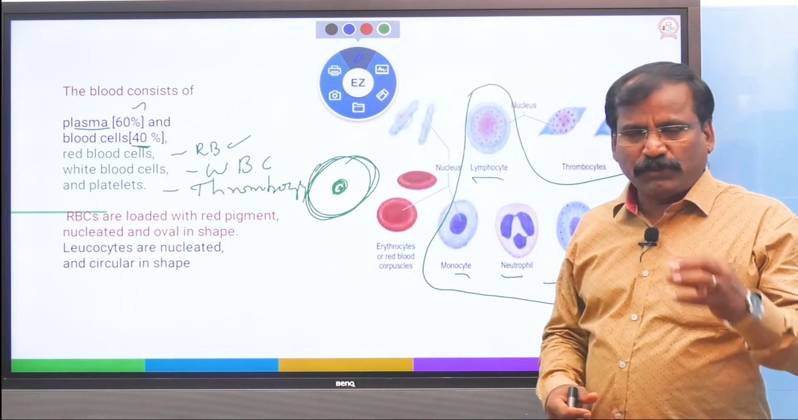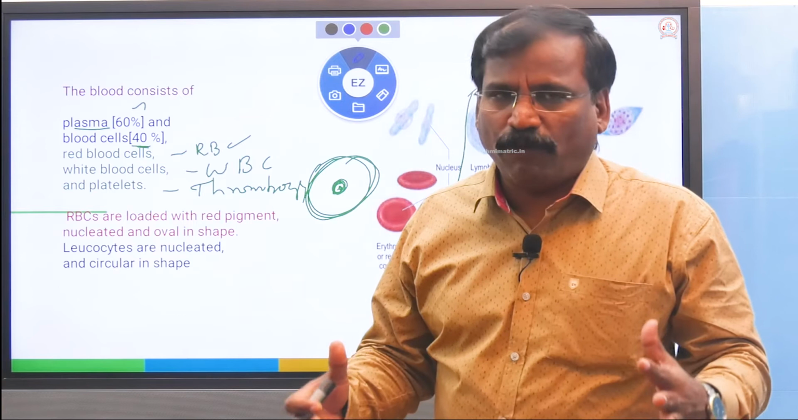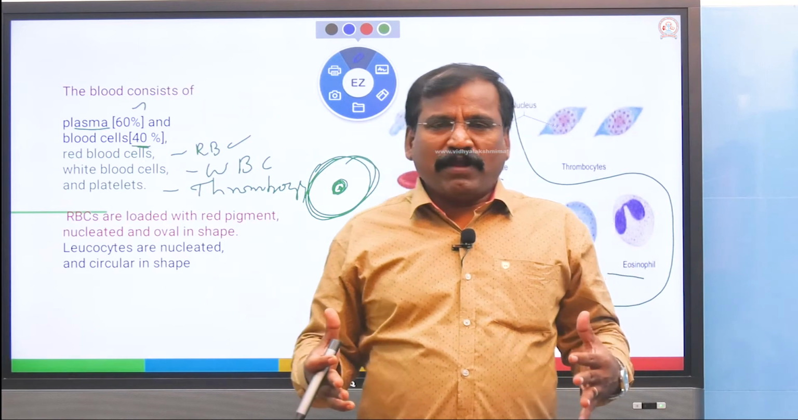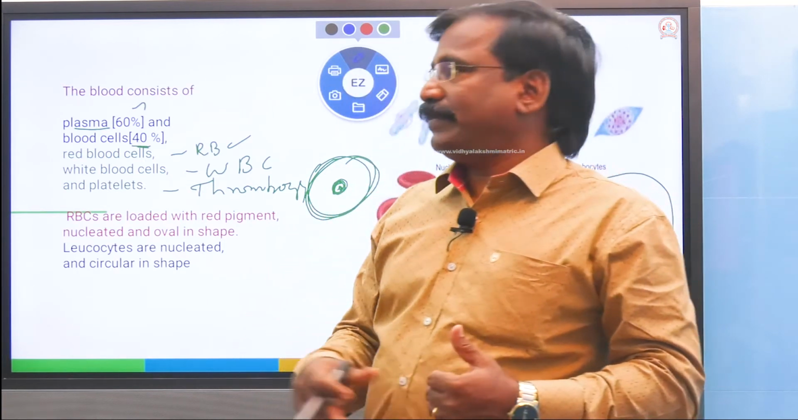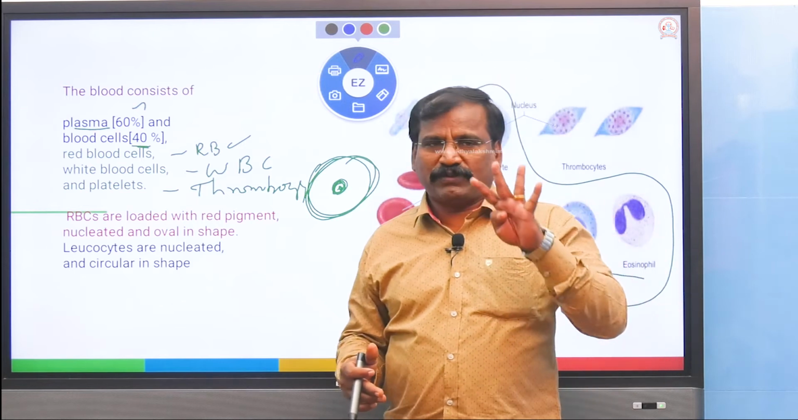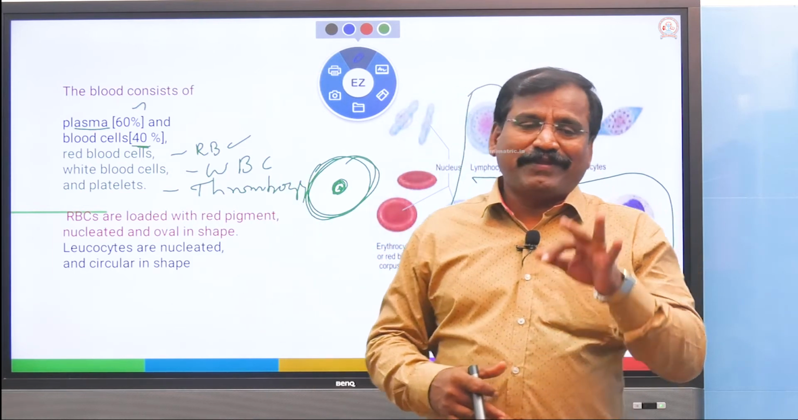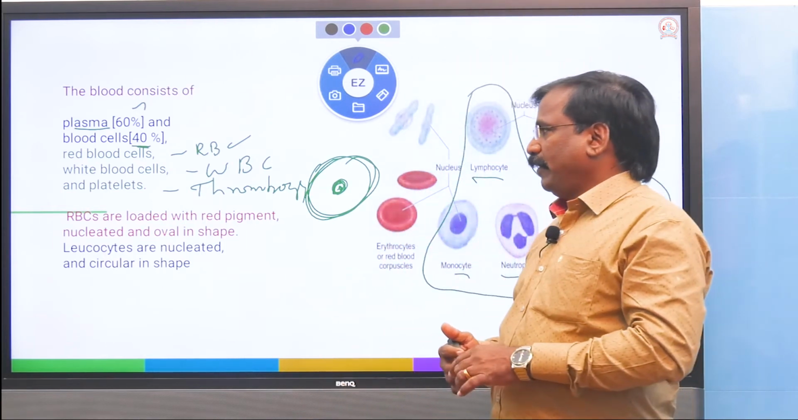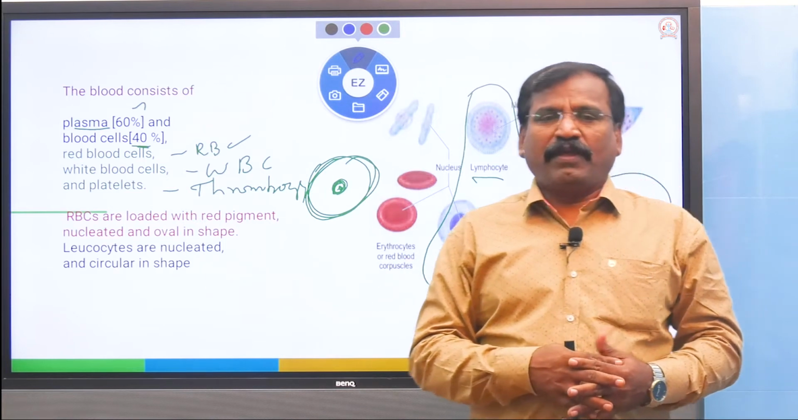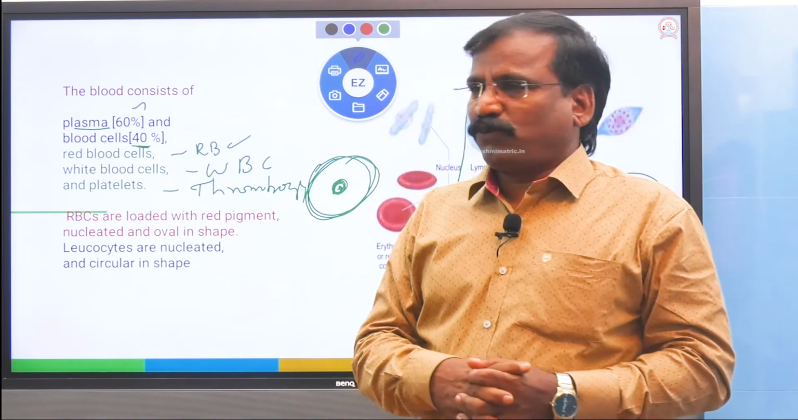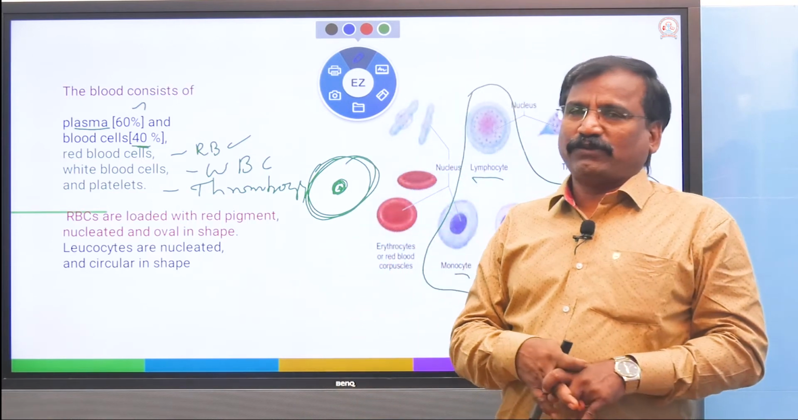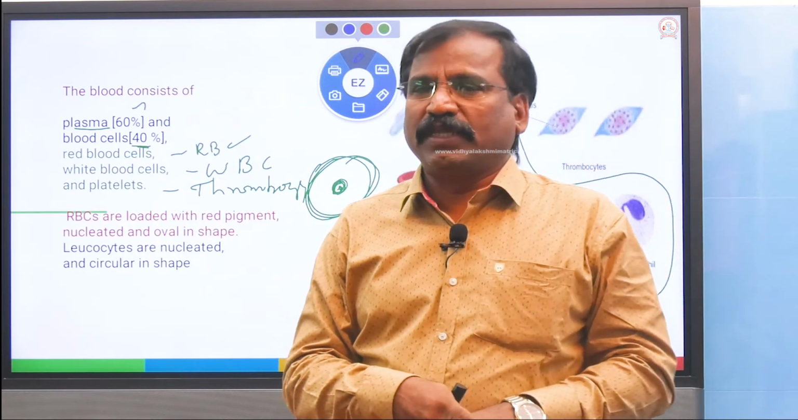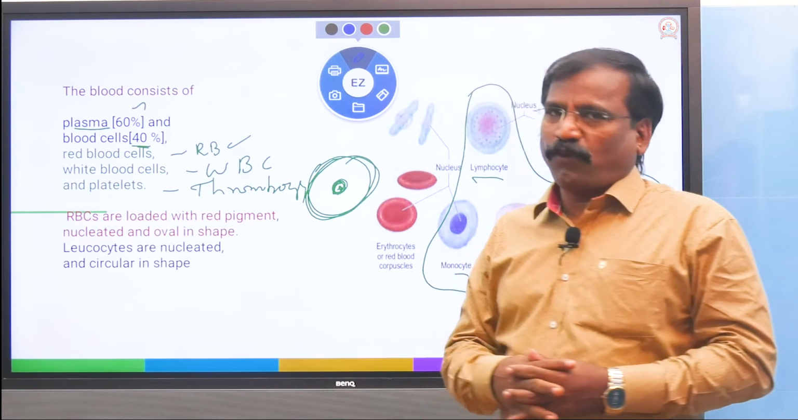The blood is a fluid tissue composed of the liquid component, namely the plasma, and the blood cells. Blood plasma constitutes some 60%, and blood corpuscles form the 40%. What are the blood cells? There are 3 types of corpuscles or blood cells: RBC, WBC, and platelets. Right? So that's all about the blood vascular system, or circulatory system, or cardiovascular system of the frog. I hope you all understood the circulatory system of the frog, right?